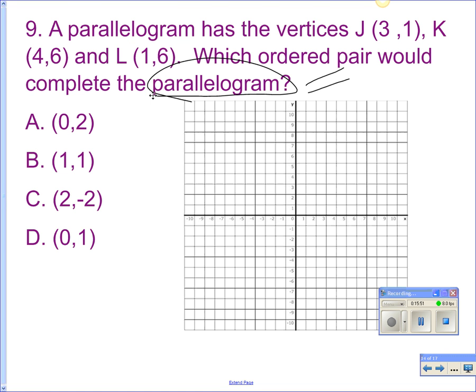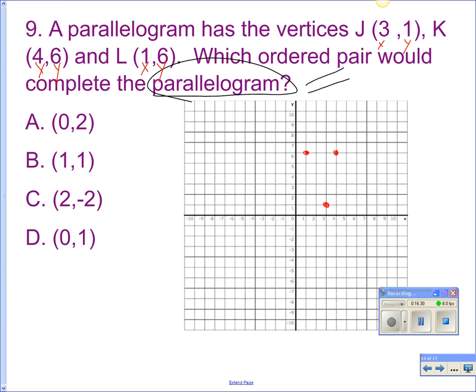Andrea, how do you plot 3, 1? Cross 3 and up. Good. Gracie, how do you plot 4, 6? Good. And Dylan, how do you plot 1, 6? Should I connect those and make a triangle? No. Remember, I'm trying to make a parallelogram that has 4 sides.